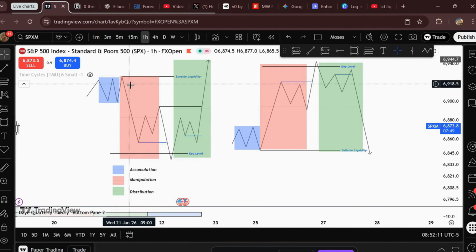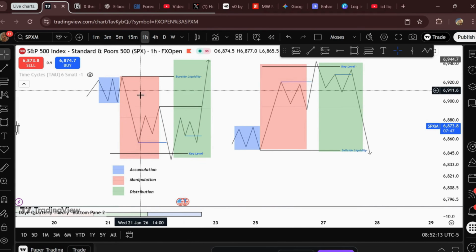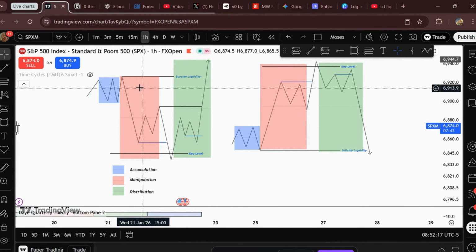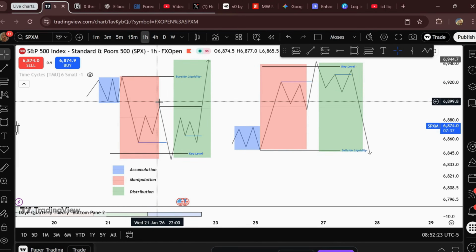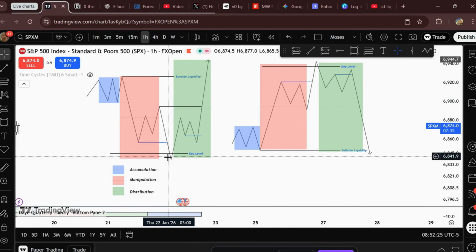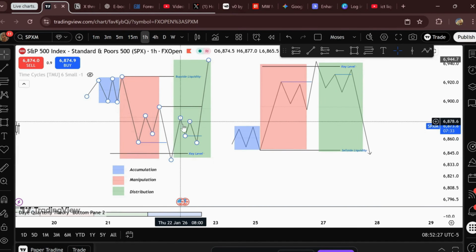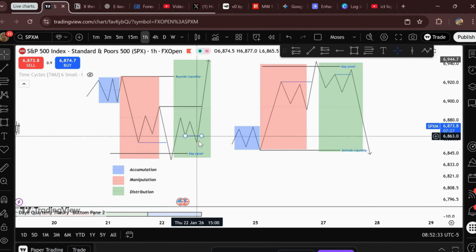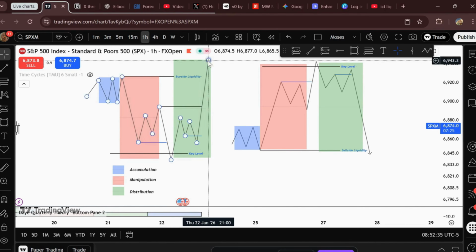But this will demand a lot of experience. And if you're a beginner, you don't want to be playing around in the manipulation leg. Just exercise patience and wait for price to put on the reversal signatures. You can enter on the continuation leg, which drives price higher.